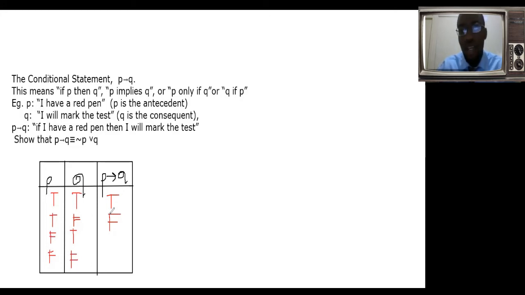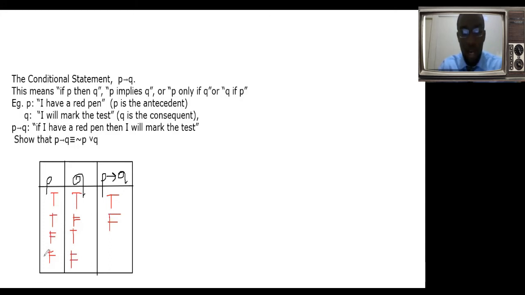I told you that if I have a red pen, I will mark the test. I had a red pen, but I did not mark the test, so I told you a lie. That is the only time the conditional statement will be false. It is only going to be false when the antecedent is true, but the consequent is false. So the only time it's going to be false, P implies Q, is when the antecedent is true, but the consequent is false. So that means I told you a lie.